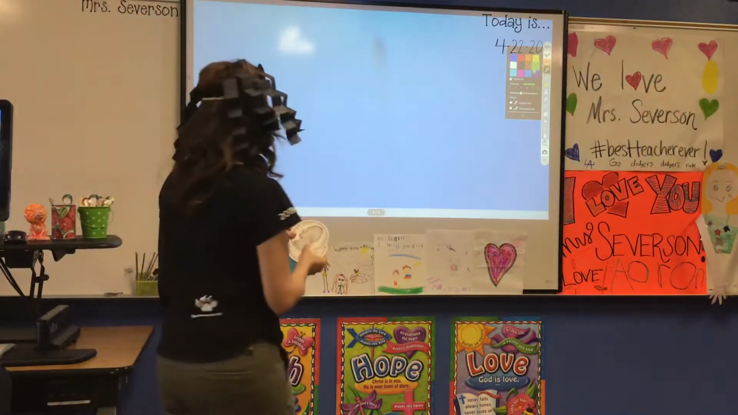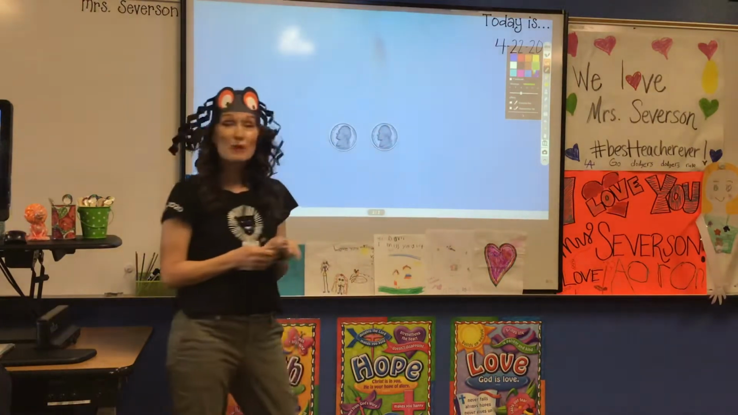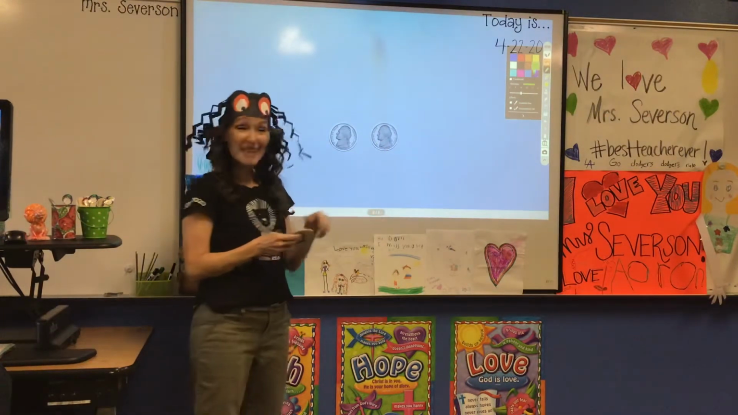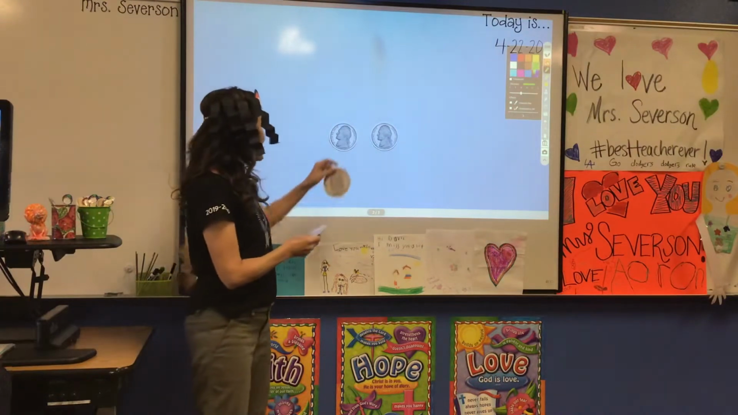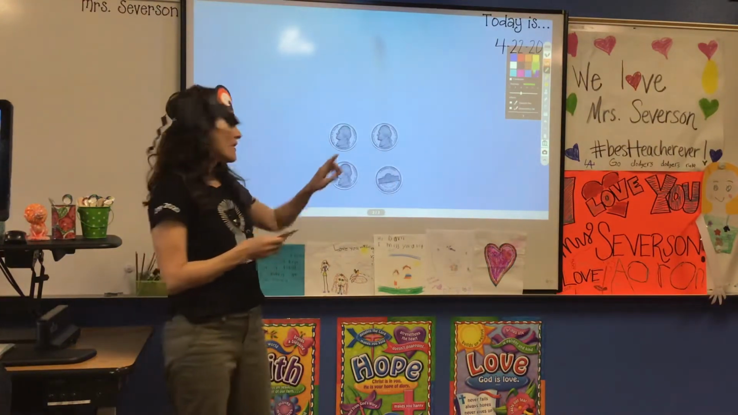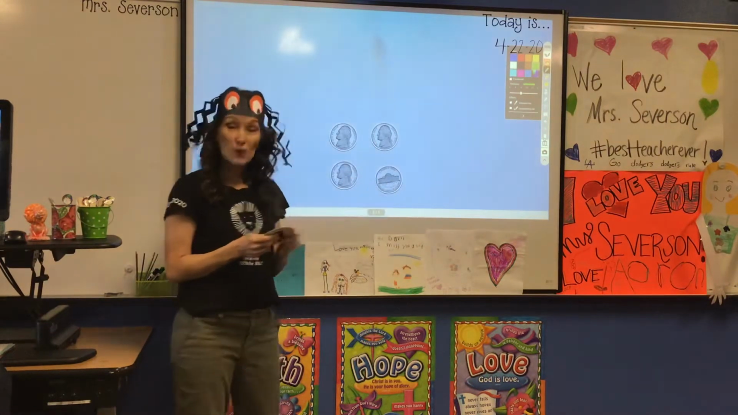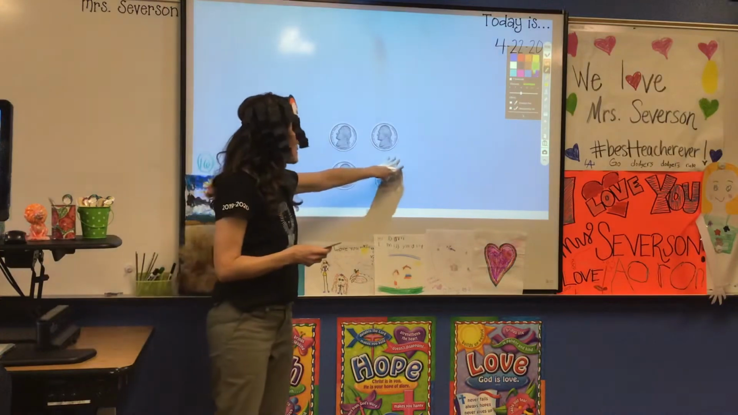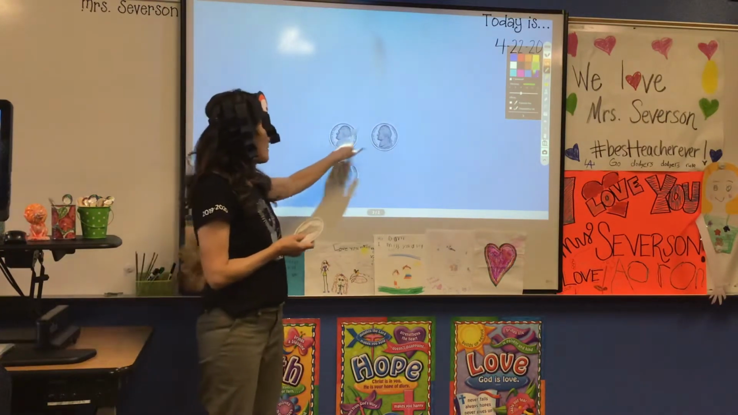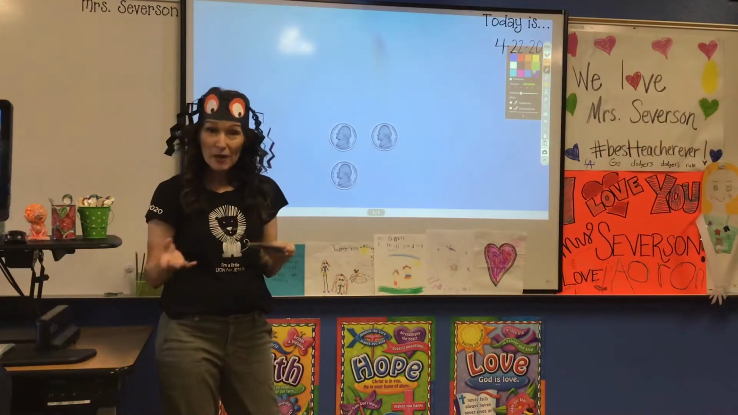So if I go like this, how much money do I have? 5, 10. I have 10 cents. Great job. If I do this, how much money do I have? 5, 10, 15, 20. I have 20 cents. If I do this, how much money do I have? 5, 10, 15. Because when we see a nickel, we always count by 5s.